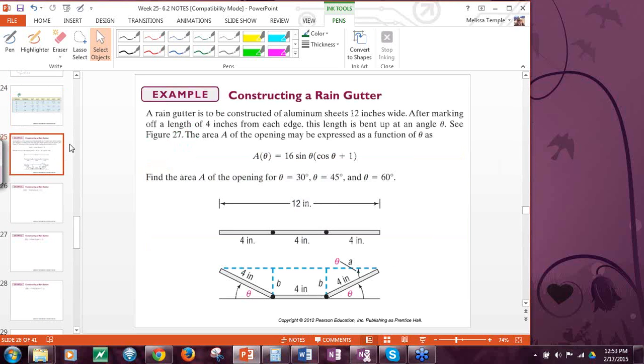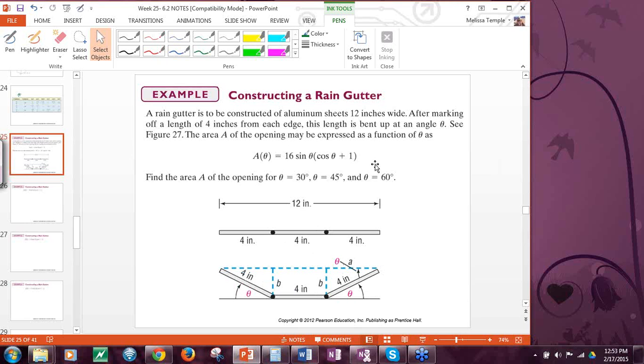Okay, we're going to take a break from the circle for a little bit. I think this process is actually a little bit easier. It says the rain gutter is to be constructed of aluminum sheets 12 inches wide. After marking off a length of 4 inches from each side, this length is bent up at an angle of theta. So we've taken this aluminum piece and bent it up at an angle of theta. So these two are bent at the same angle.